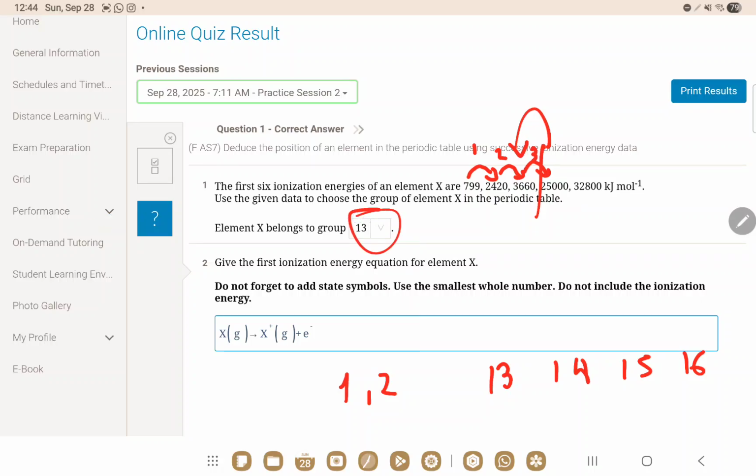Anyways, now the first ionization energy is the mole as a gas. Then you're going to take away an electron. So it's going to become a positive ion because it loses an electron, also as a gas, plus 1 electron. And that's it. Moving on.